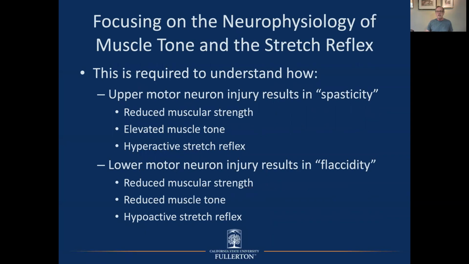Now, we're going to focus on the neurophysiology of muscle tone and the stretch reflex. And this is required in order to understand how upper motor neuron injury results in spasticity. This is a key point. I want to point that out. Upper motor neuron injury results in spasticity, whereas lower motor neuron injury results in flaccidity. What characterizes spasticity? Reduced muscle strength, elevated muscle tone, and what is called a hyperactive stretch reflex.